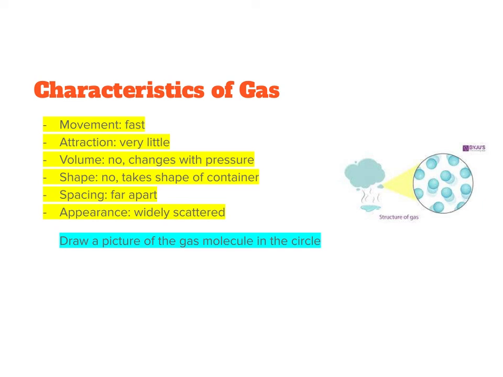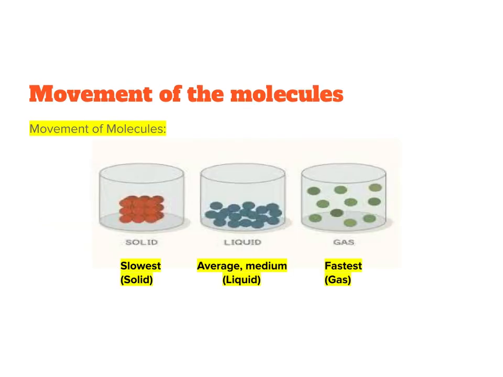As you finish copying the highlighted information above, then you want to draw a picture of this gas molecule in the circle. So below your information that you're writing down, you want to copy a picture of what you see on the right-hand side of the screen. Try to be as accurate with it as you can. All right, to wrap things up, we just want to focus on the movement of the molecules and their appearance here. Again, you want to copy anything you see in yellow.